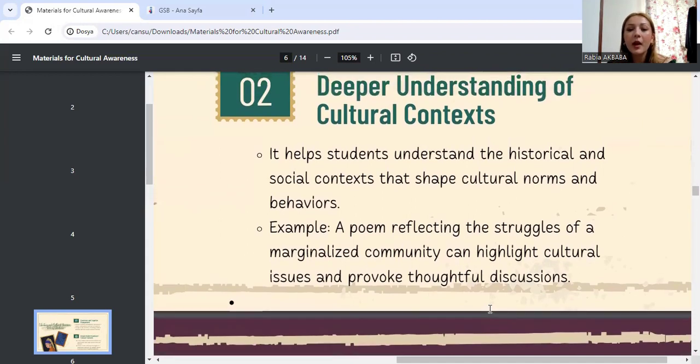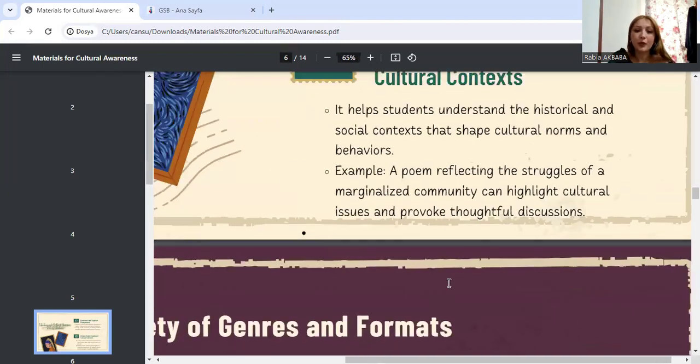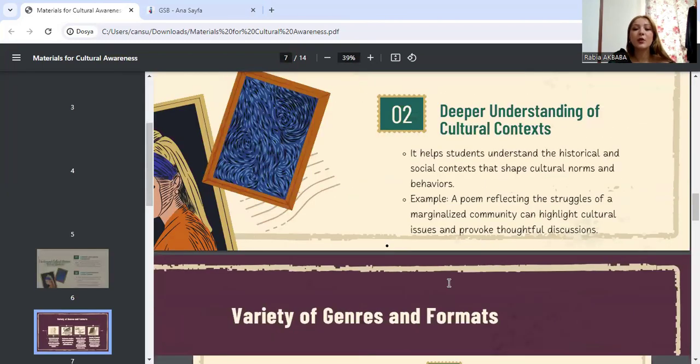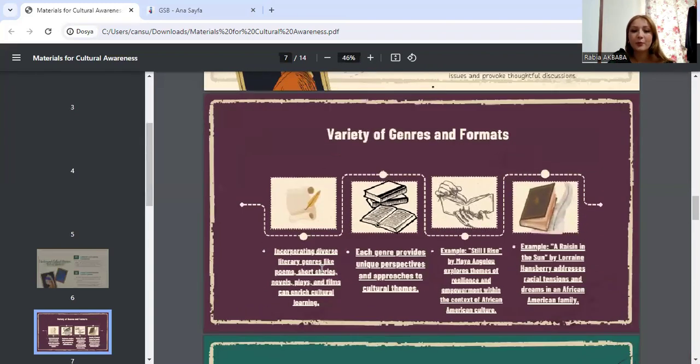I have an example. A poem reflecting the struggles of a marginalized community can highlight cultural issues and provoke thoughtful discussions, also critical thinking. So finding poems, dramas, and short stories about social norms and behaviors, or as I said, wars, something like that, also helps them to understand the importance of cultural norms and issues. And variety of genres and formats.